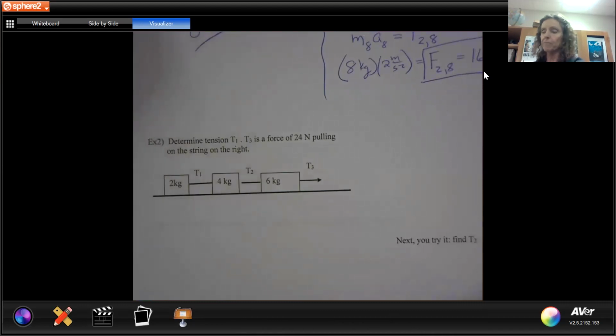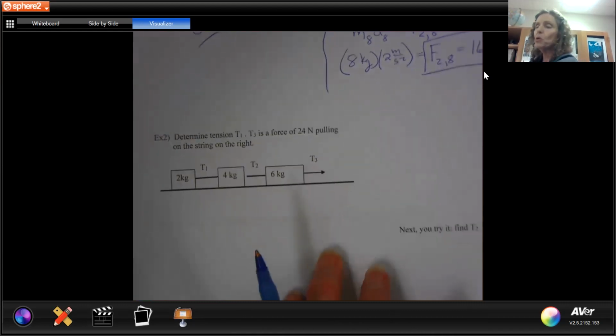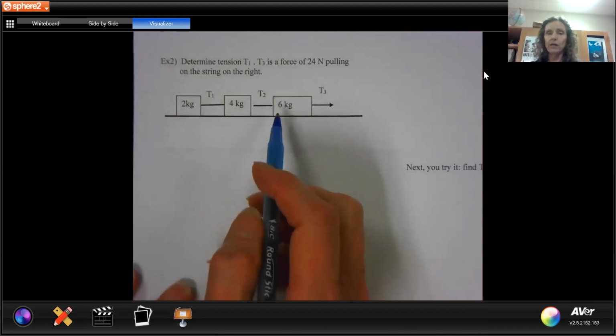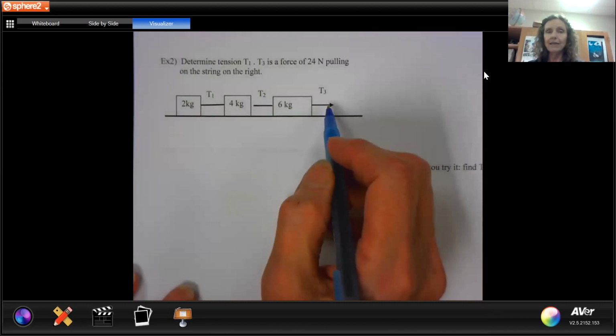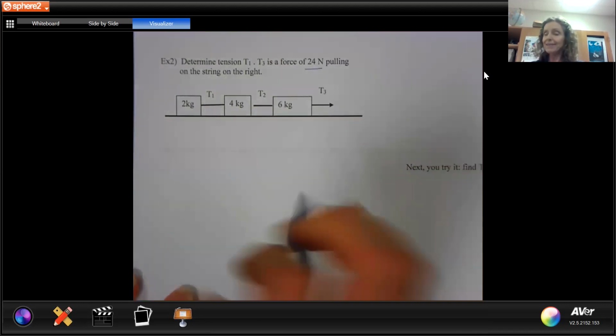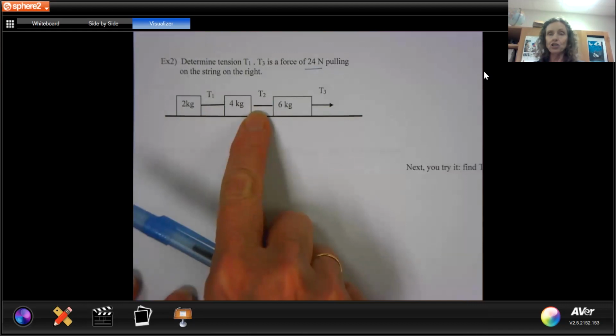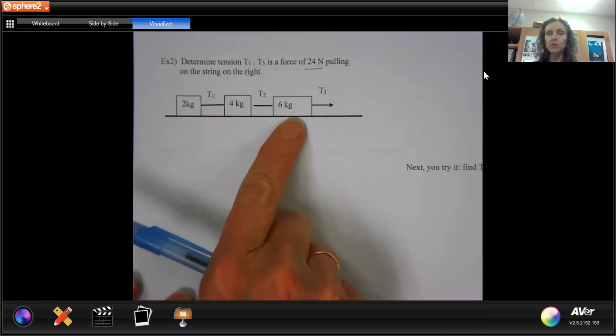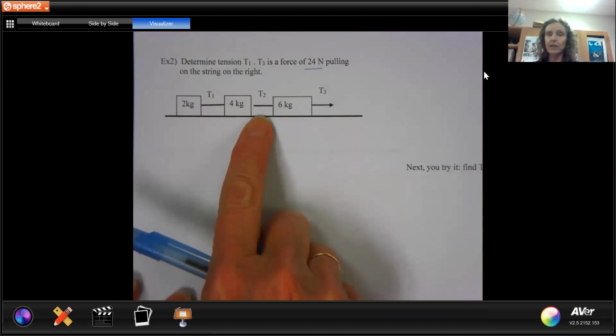Let's try one more together. This one is pulling now, and we have something that really does look like a train or maybe a child's toy. There's a tension over here called T3, and we're told what it is. It's 24 newtons. But we're asked to find this tension, T1, and this tension, T2, because all three of these things are being pulled because they're connected by strings.